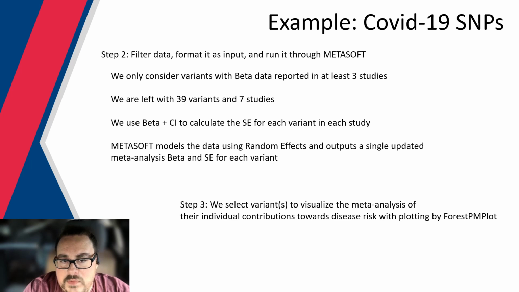So we've reduced our list down to 39 variants, from which we have the beta and the confidence interval, so that we can then calculate the standard error for each of those betas of each variant in each study. And then we put all that into a file. We run the MetaSoft with the default settings, which is using the random effects. And this gives us an output file of the composite beta values and that M value.